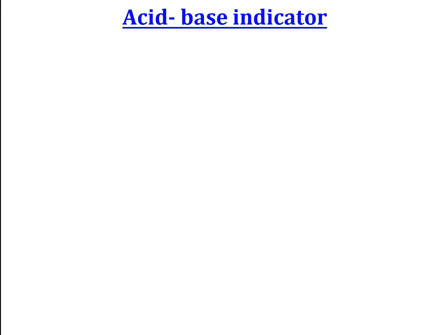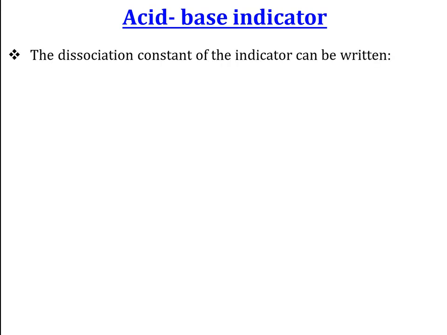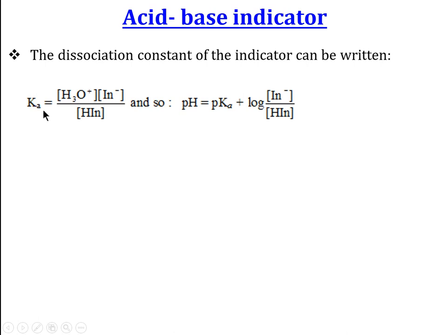Since the indicator and its conjugate base form a couple HIn, In minus, it's characterized by the equilibrium constant Ka, which is equal to the concentration of H3O plus in the solution times In minus divided by HIn. And the presence of HIn and its conjugate base allows us to calculate the pH according to the Henderson formula: pH equals pKa of the couple HIn, In minus plus log In minus divided by HIn at equilibrium.